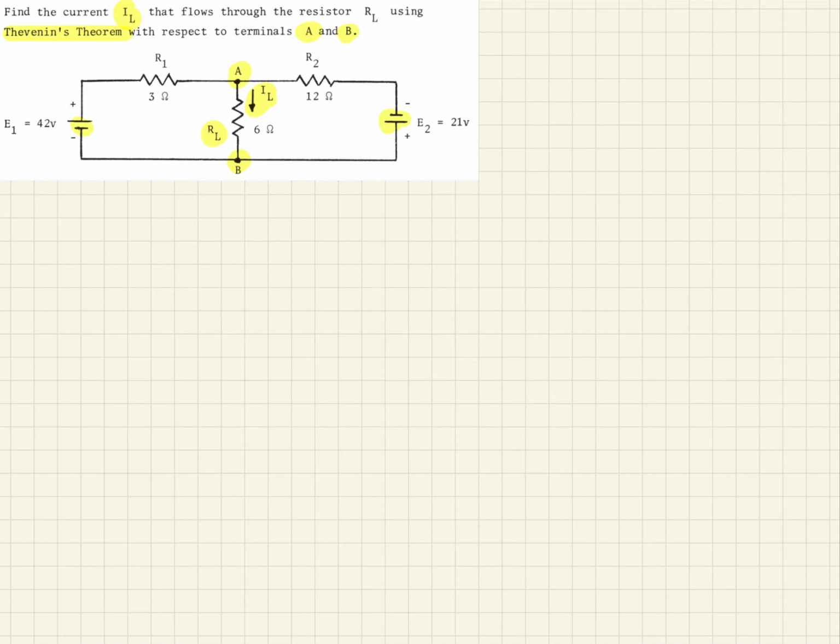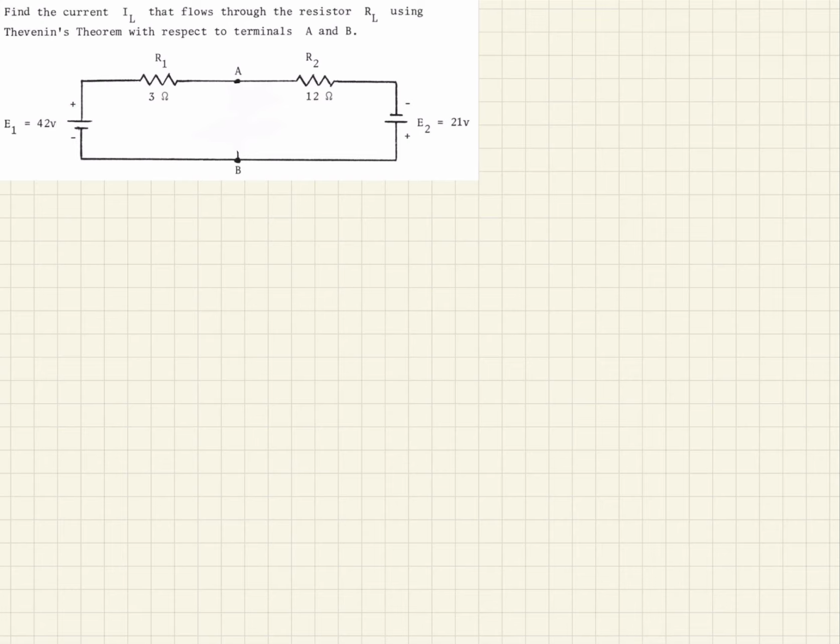So what that means then is we need to consider this circuit without RL being there. And so what does that mean? That would mean we would need to act as if this circuit's not here first and find the Thevenin equivalent between A and B. And then come back and add RL back in to solve for this equation.